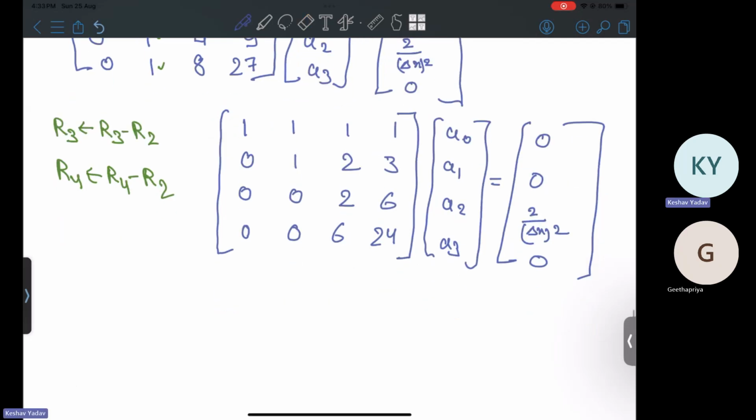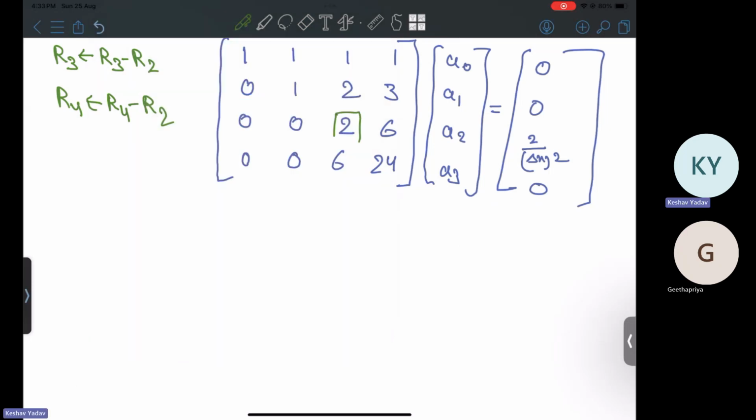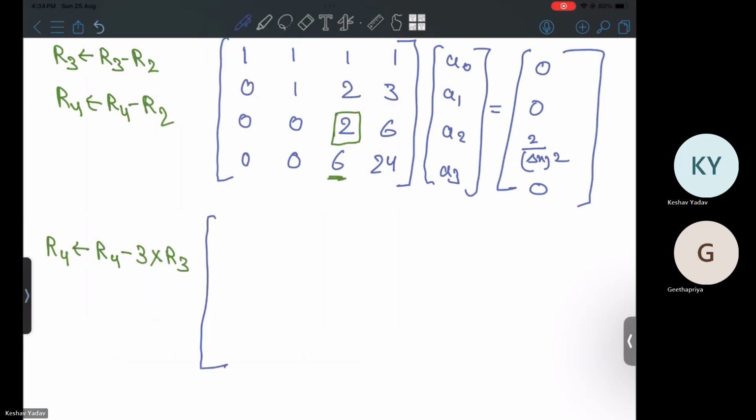Okay. Now what I will do? This is my pivot now. Now what I will do? I will put row 4 as row 4 minus 3 multiplied by row 3 to make this term 0. Okay. Then what I will get? 1 1 1 1. Okay, 0 1 2 3, 0 0 2 6, 0 0 0. What it will be multiplied by 3, 18, 18 minus 24, it will be 6.